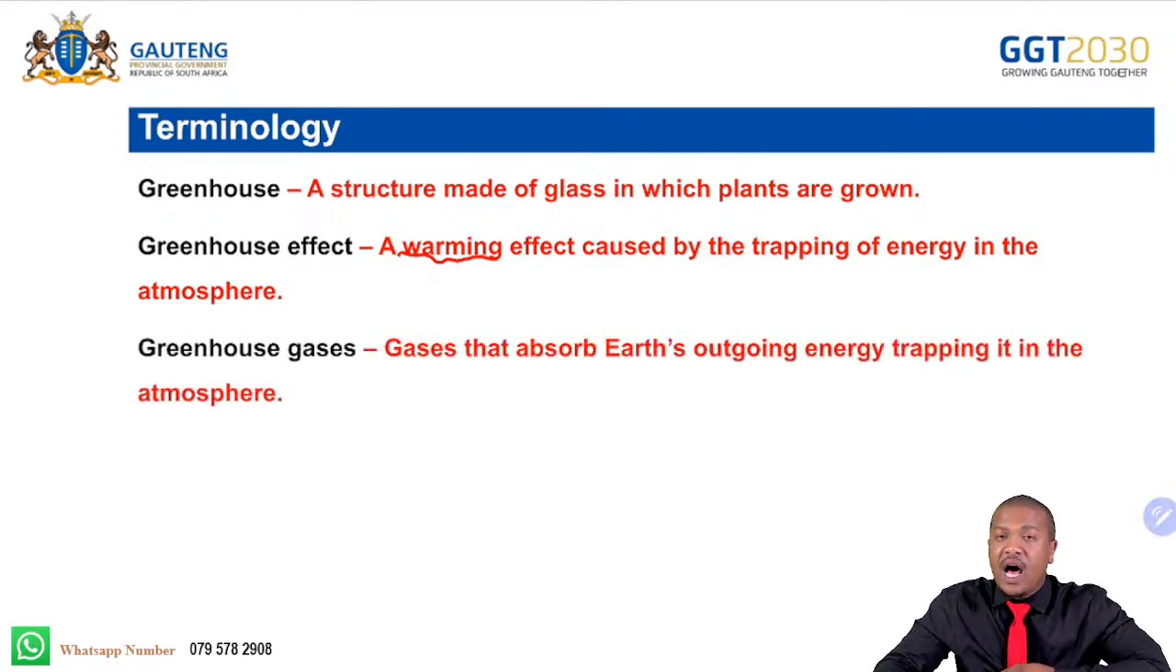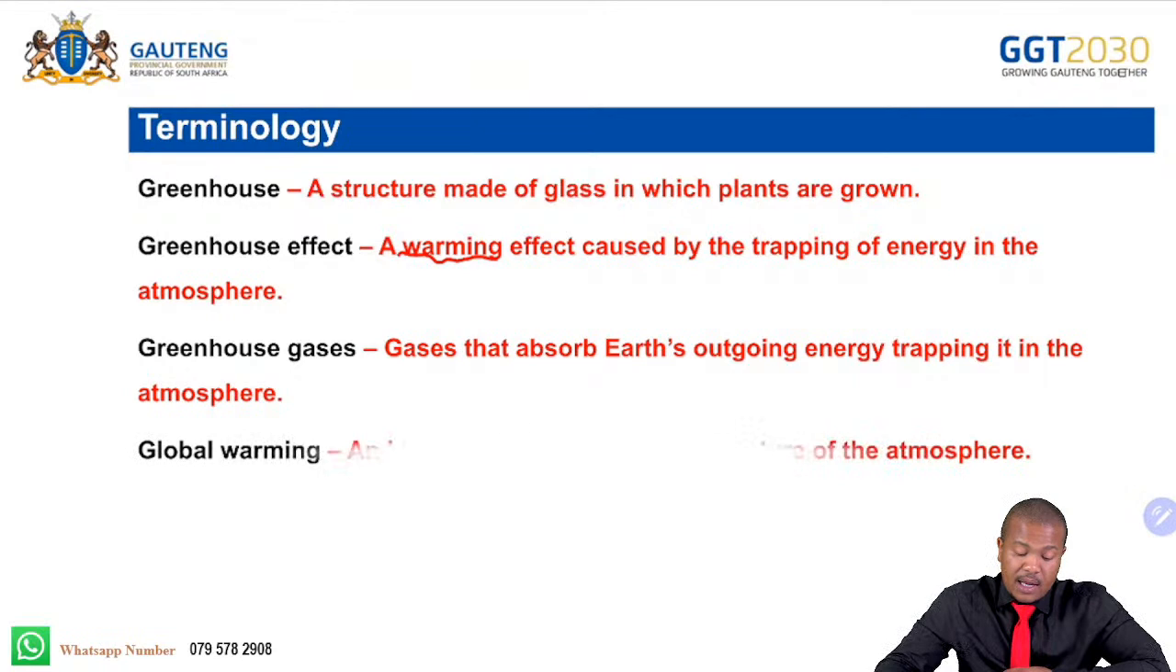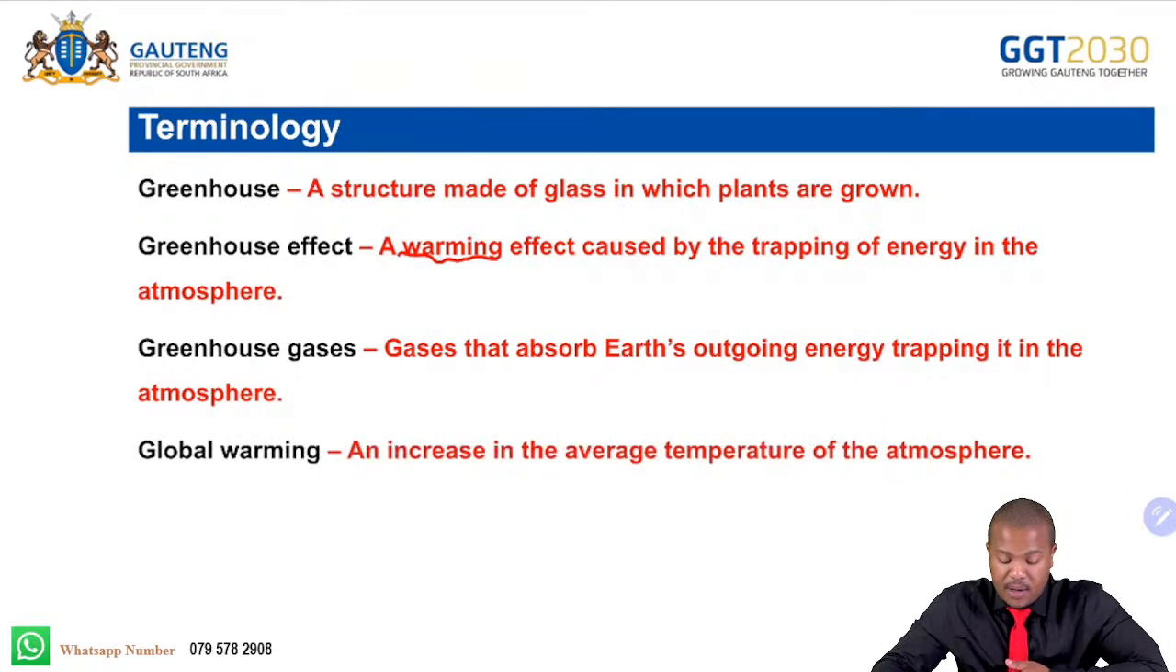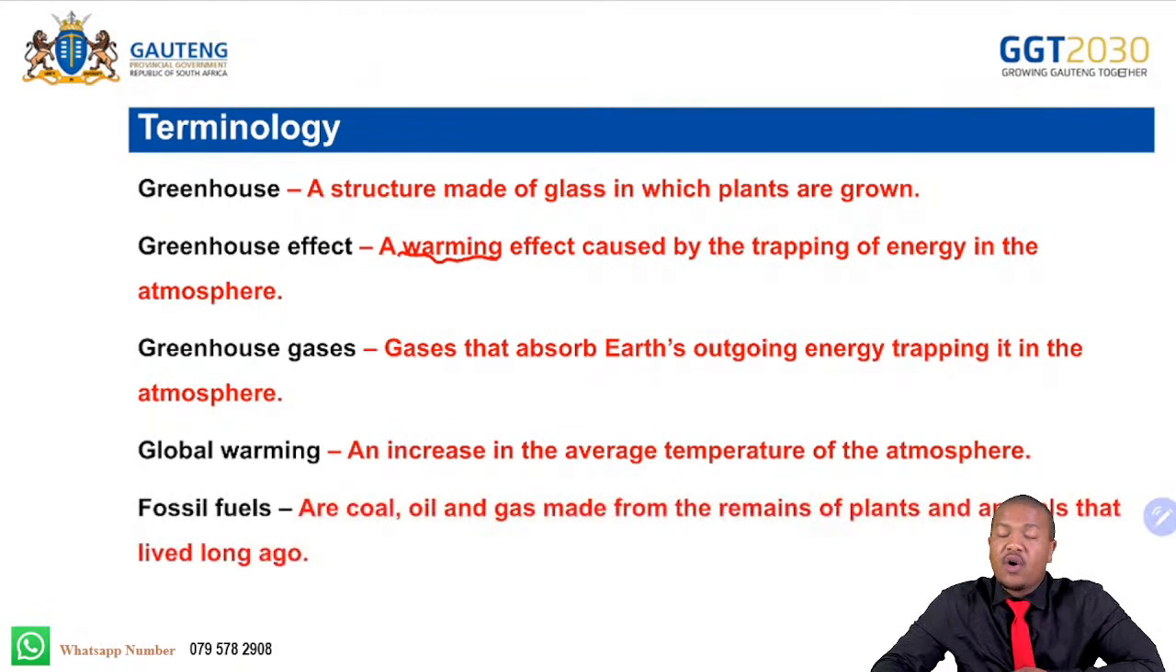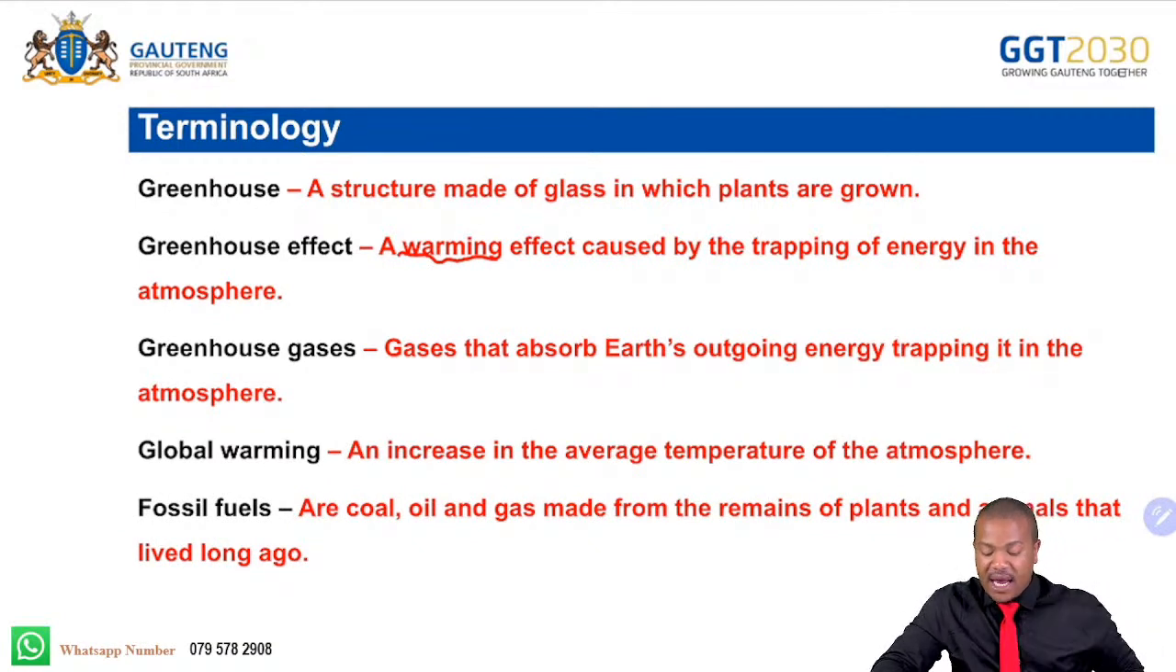Then we have greenhouse gases. These are gases that absorb the Earth's outgoing energy, trapping it in the atmosphere. Then we have global warming, which is an increase in the average temperature of the atmosphere. We also have fossil fuels, which are coal, oil, and gas made from the remains of plants and animals that lived a long time ago.